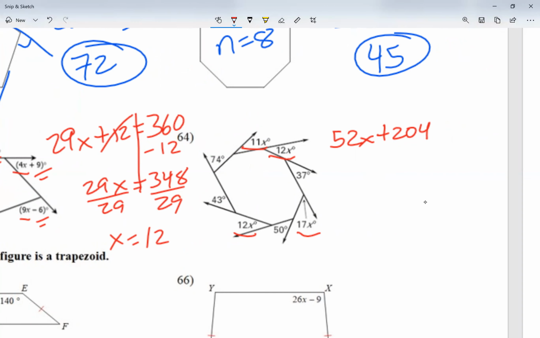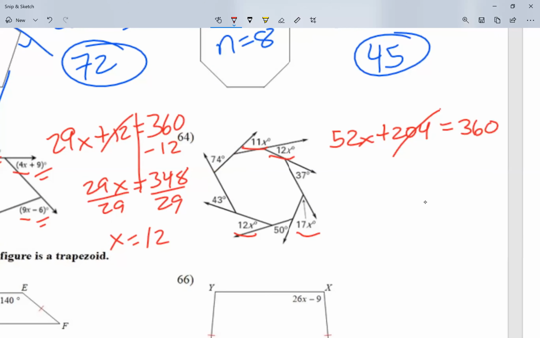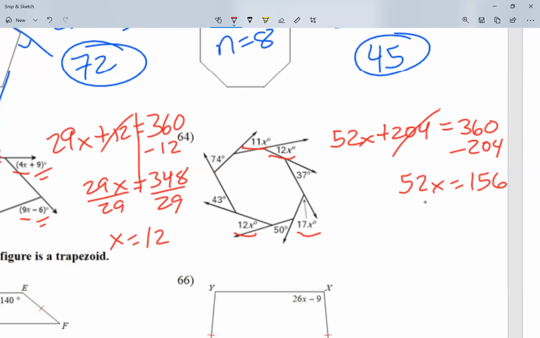And I know all of this is equal to 360. All right, I want the 52x by itself, so the 204, let me move it as a minus 204. So I have that 52x. Now 360 minus 204 is 156. To get x by itself, let's divide both sides by 52. 156 divided by 52 happens to be 3. Again, you can always pause the video to double check your work.